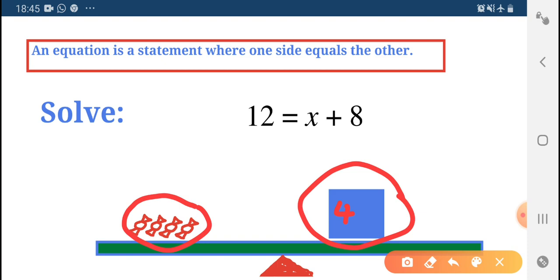So if we were to do this as a working out in our exercise books, we would say that we are first of all taking away 8 from both sides. So that leaves us with 4 is equal to x. So I've taken away 8 from this side, and I've taken away 8 from this side, and that left with 4 is equal to x. And normally we just write that as x is equal to 4.